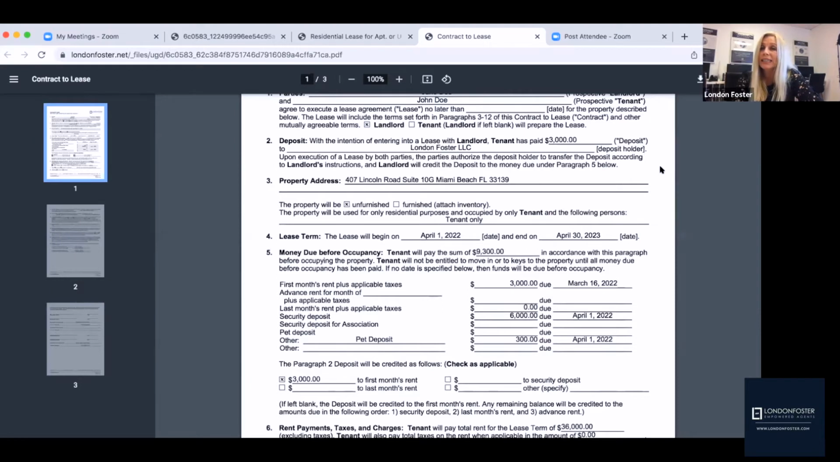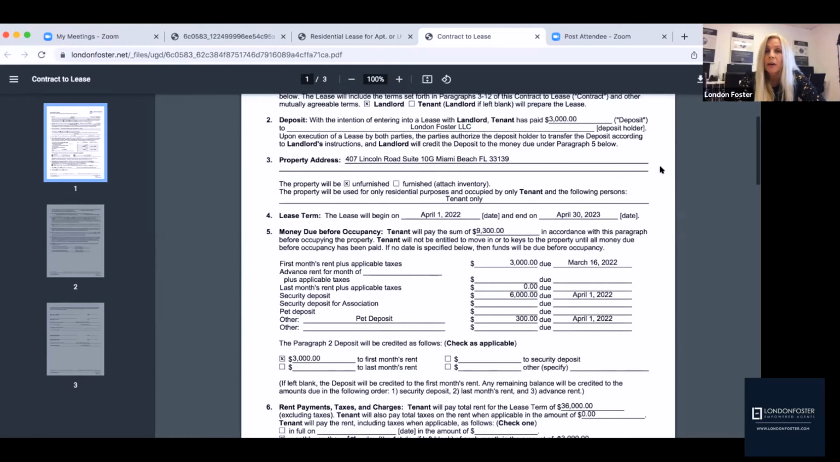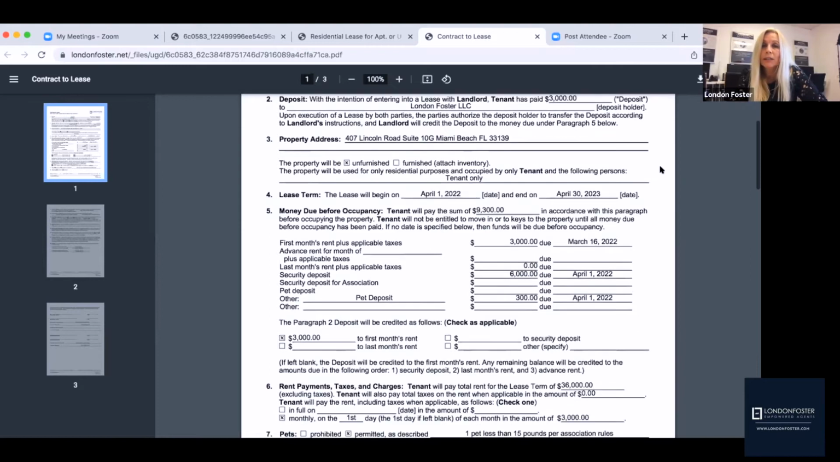Again, you don't want to go chasing down your client for that money after this is already signed. If you don't have the money in the deposit, then this can come back if it cancels, where you've said that you have it in our London Foster account and you actually don't. So you always want to collect that, get the receipt from our escrow office and send that along with this to the listing agent. Upon execution of the lease by both parties, the deposit holder, which will be London Foster, and again in our escrow, London Foster LLC is our legal name, is holding the deposit.